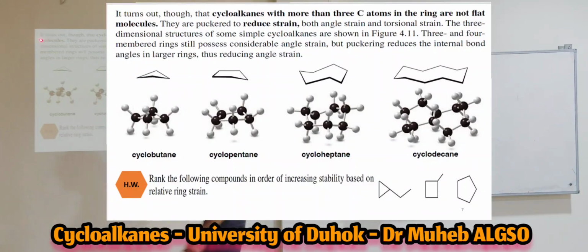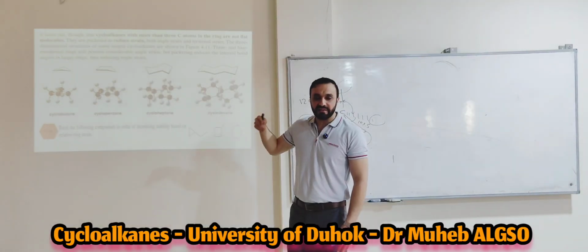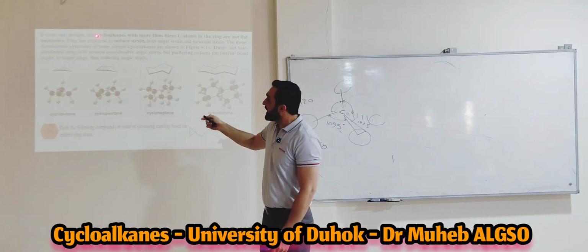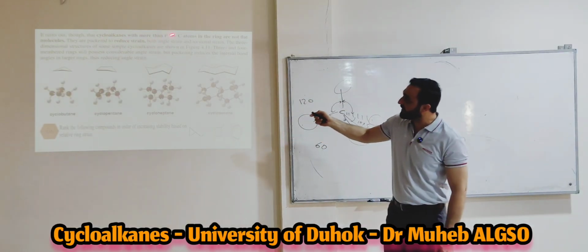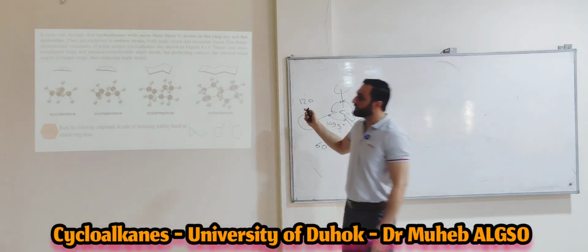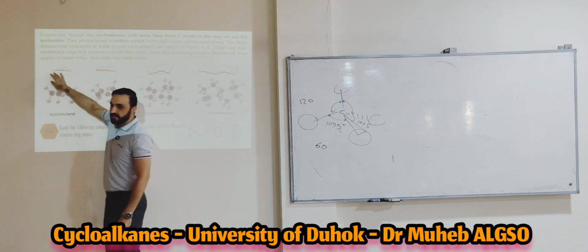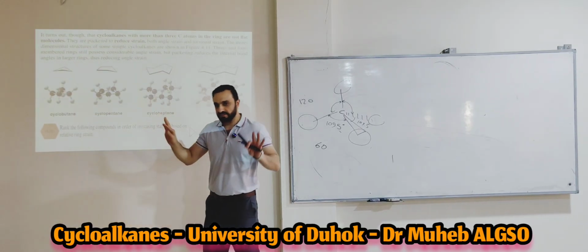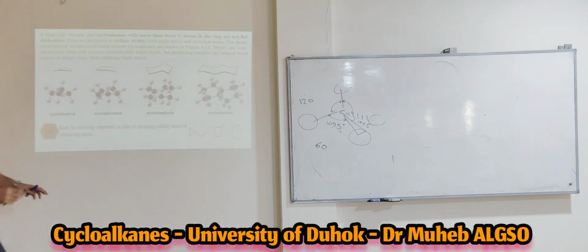So it turns out about this theory that cycloalkanes with more than 3 carbon atoms in the ring are not flat. In fact, it is not flat. Just the cyclic with 3 carbon atoms will be flat, and more than 3 will not be flat. So both the angle strain and the torsional strain can be affected here. The 3-dimensional structure, this is the 3-dimensional.